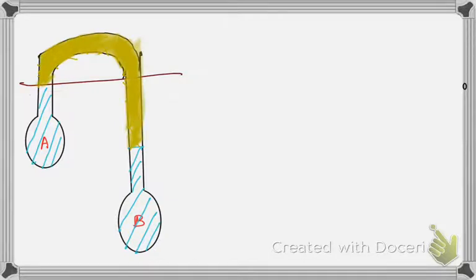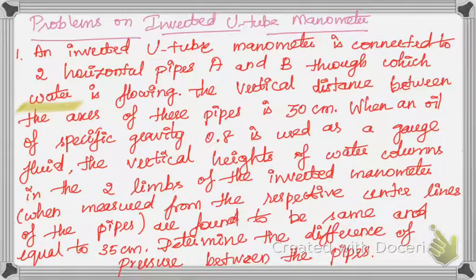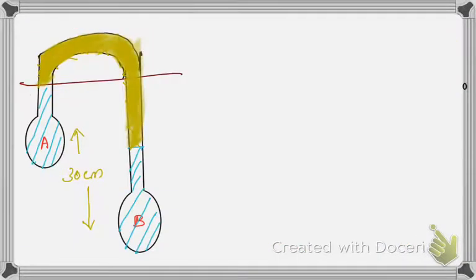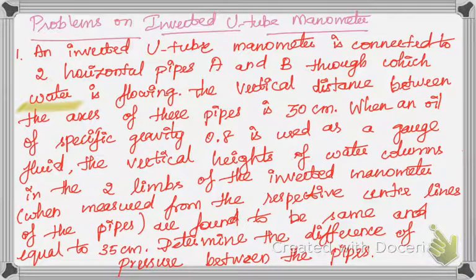They have given that the vertical distance between the axes of the pipes is 30 centimeter, which means this distance is 30 centimeter. Generally we mark a center to center distance, so I am marking the center to center distance of A and B as 30 centimeter. Then oil of specific gravity 0.8 is used as gauge fluid, so here my oil will be the gauge fluid.